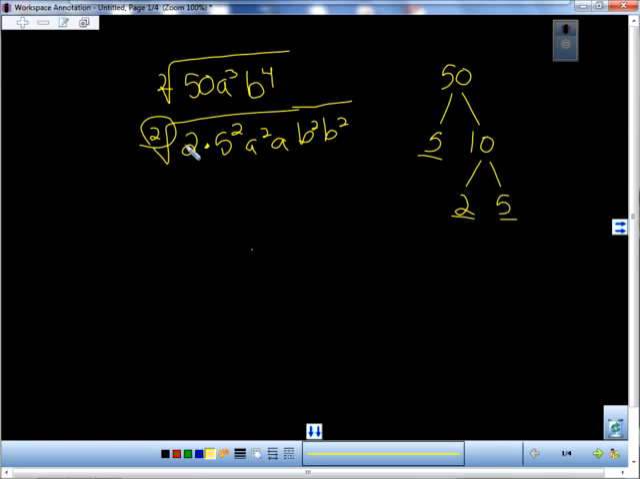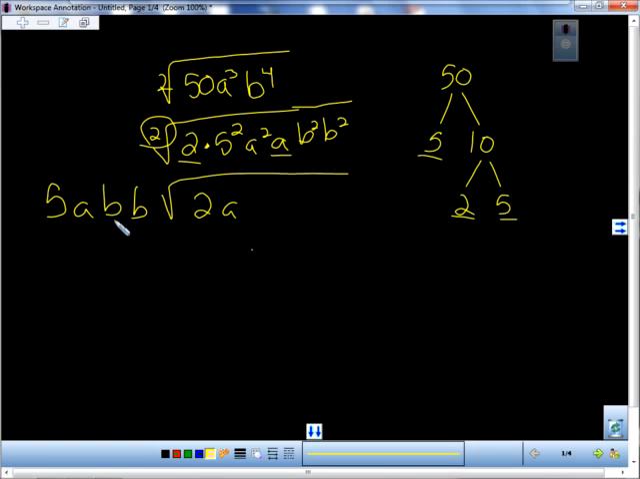So if I try to take the square root of 2, can't really take the square root of 2 evenly. Square root of 5 squared is 5. Square root of a squared is a. Can't take the square root of a, so I have a 2 left over, I have an a left over. Square root of b squared is b, and the square root of this b squared is also b. And I still have the square root of 2a.